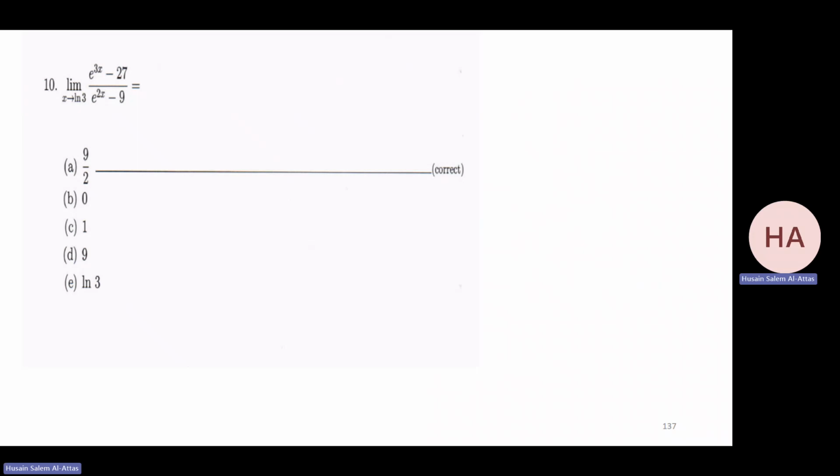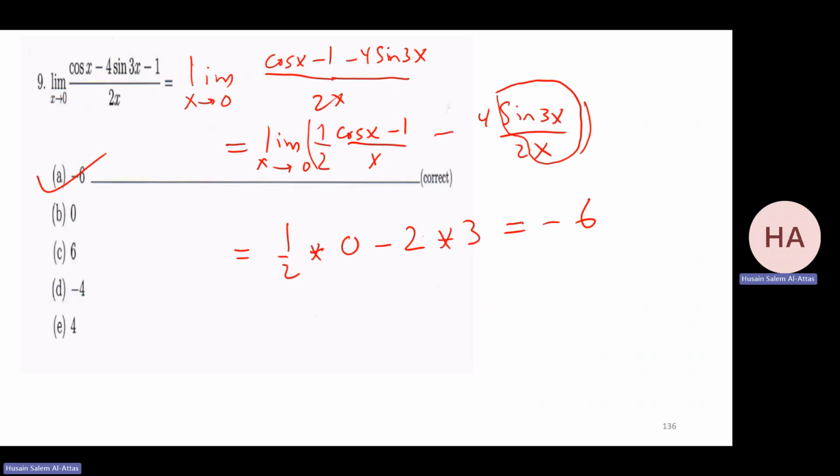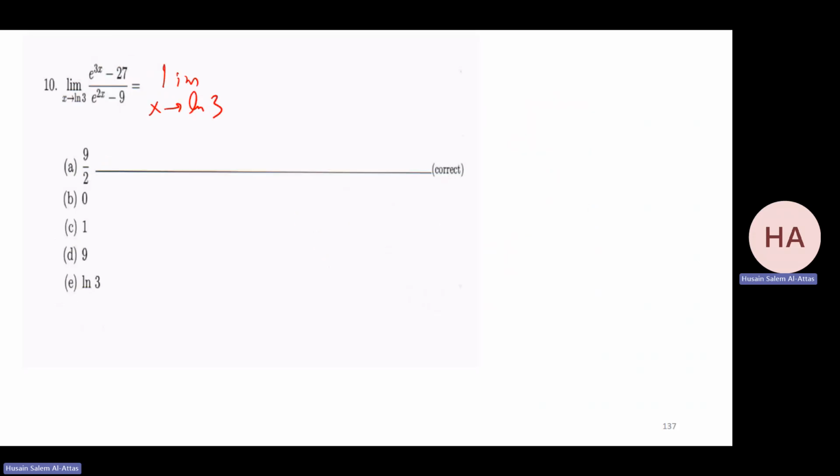This one you need to factor. So this limit is as x goes to ln 3. By the way, all the limits which we did, if you check, will be 0 over 0. All of these things, 0 over 0. The same thing here. We substitute, and you have 27 minus 27 over 9 minus 9, which is 0 over 0. So it means you need to do something. I factor this, the difference of two cubes. This is (ax) cubed minus 3 cubed, and this is (ax) squared minus 3 squared.